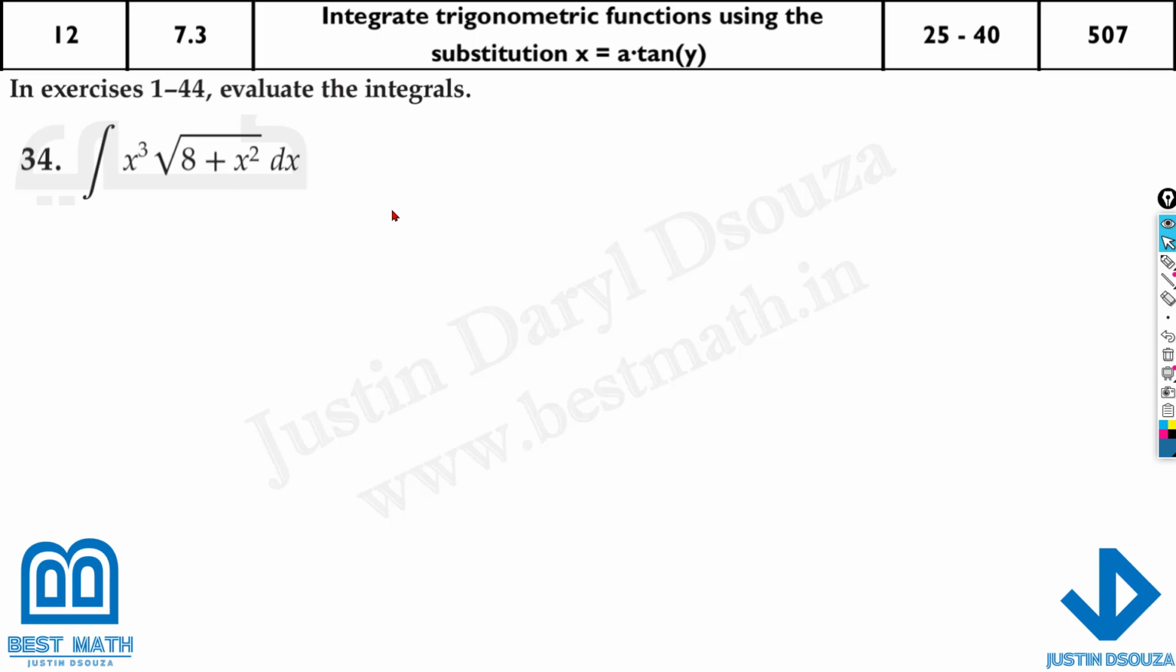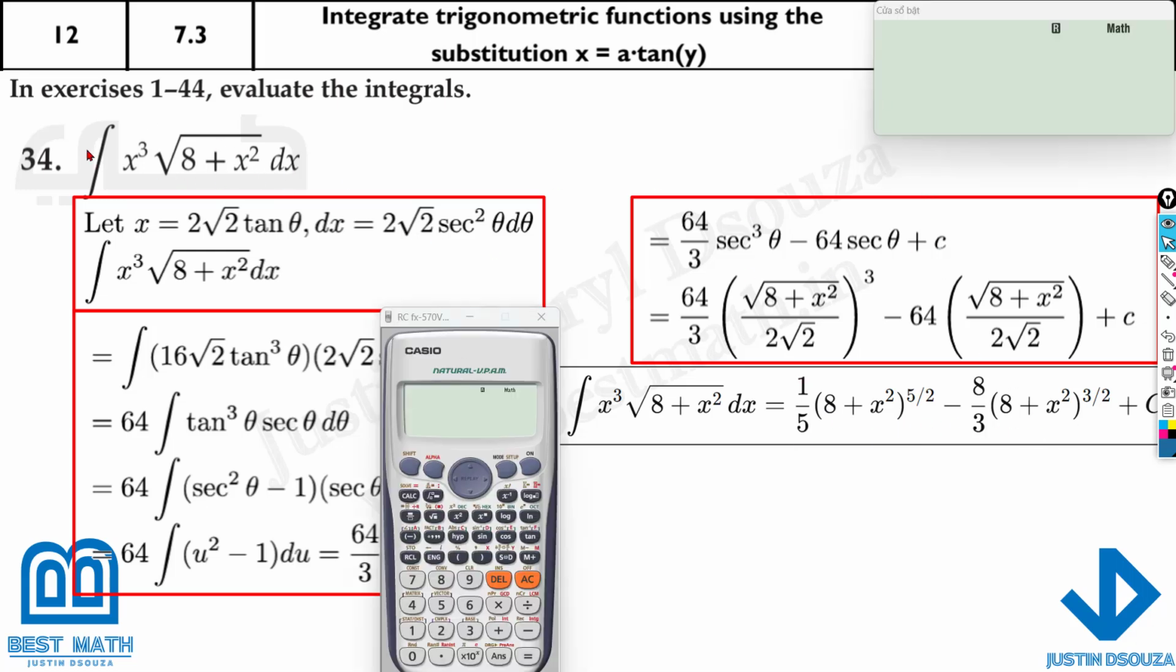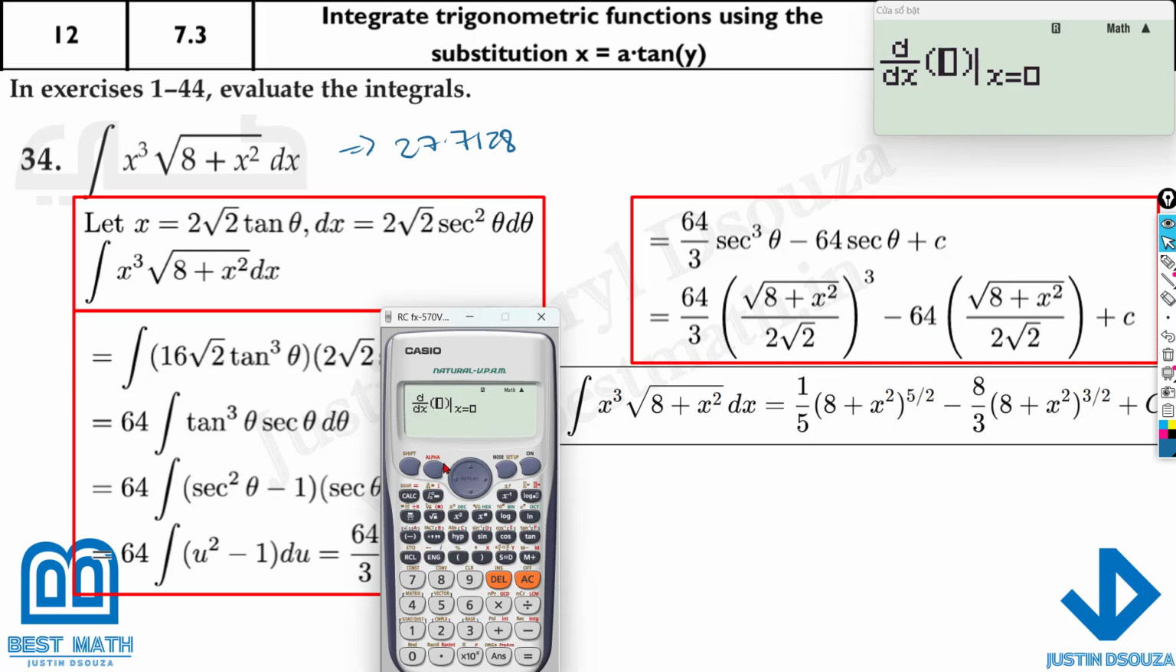Here as well, we can use the calculator method and solve it directly. But please note the solution set had the wrong answer. This is the correct answer when you integrate this. So let's put this value here, x raised to the power 3, and then we have square root of 8 plus x squared. Let's calculate it at 2, because over here it's 8 plus x squared, it doesn't matter, you can use any number here. Let's stick to 2, it's 27.7128. Now we will have to derive all the options, but here this is the correct answer, so we must get this value. Let's try it.